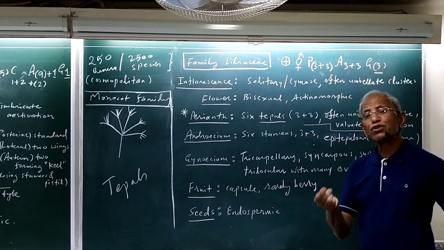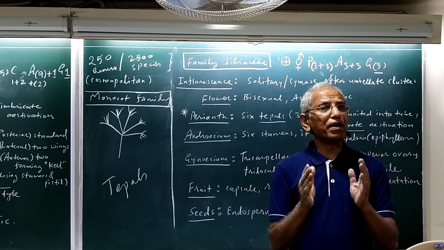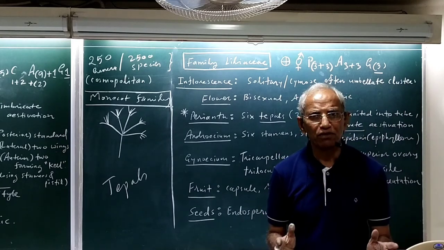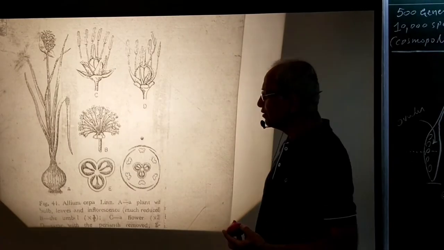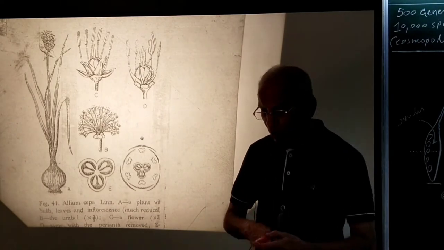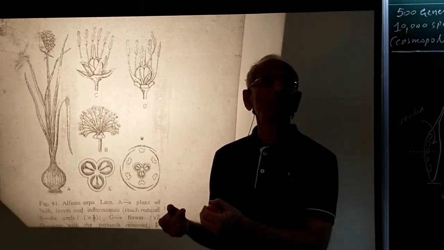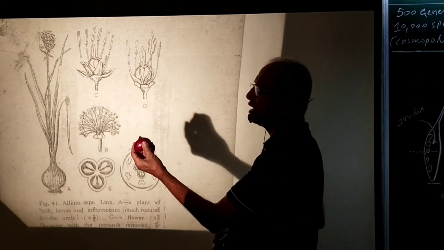In fact, we want to take one more family, because in your NCERT there is a page where the Brassicaceae family has been mentioned. We'll go for that now. So this is the picture and view of the family Liliaceae. You have exactly this picture. Allium cepa, the onion.